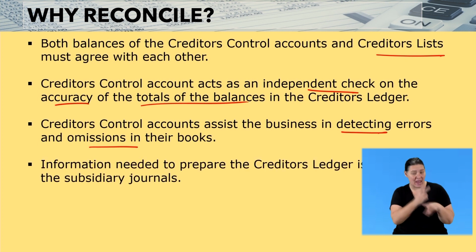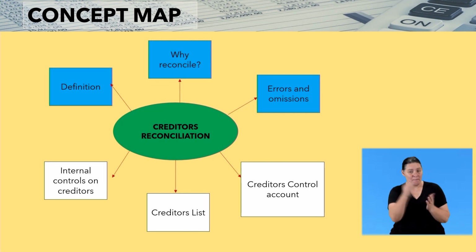Information needed to prepare the creditors ledger is obtained from the subsidiary journals. So from the subsidiary journals, we post to the general ledger, we prepare the creditors control, and we also post to individual accounts. That is how we create the creditors ledger, and eventually we have the creditors list. It is then important that we understand the different types of errors and omissions that can lead to the creditors control and the creditors list not having the same totals. Let us look at the different types of errors and omissions.